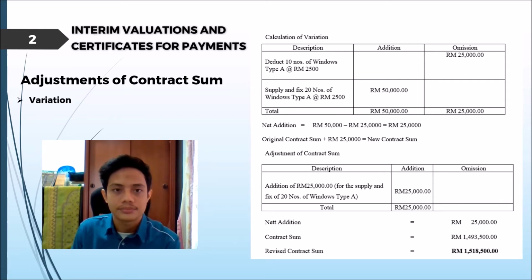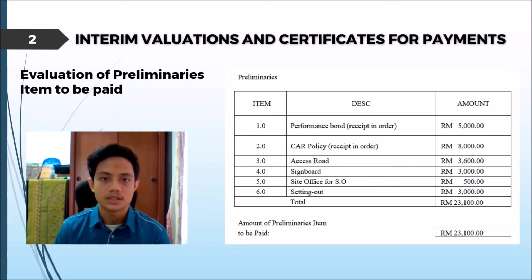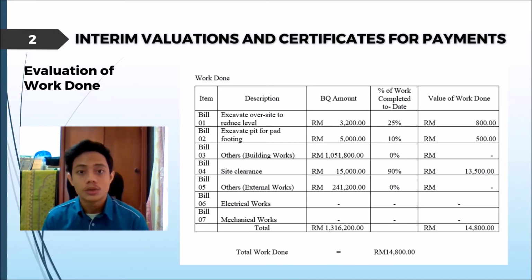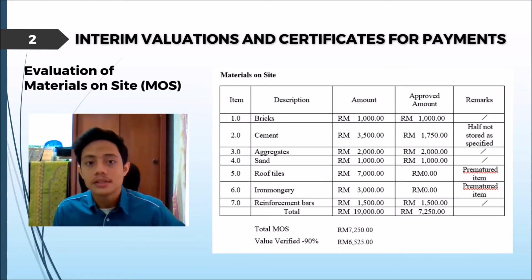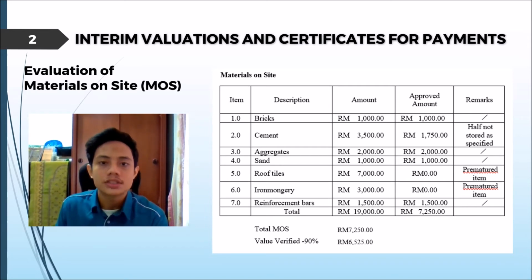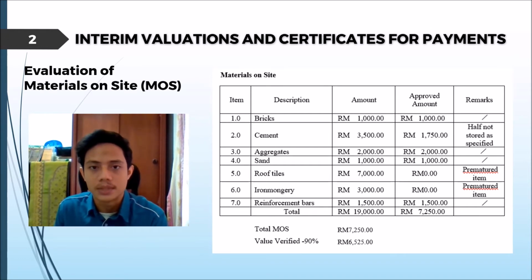During the interim valuations, the cost of the preliminary items to be paid is to be evaluated, as in the example shown in this slide, along with the evaluation of work done by the contractors in this slide, and the evaluation of the materials on site on this slide. These are all to be included in the interim payment certificate for the contractors to receive their payment.